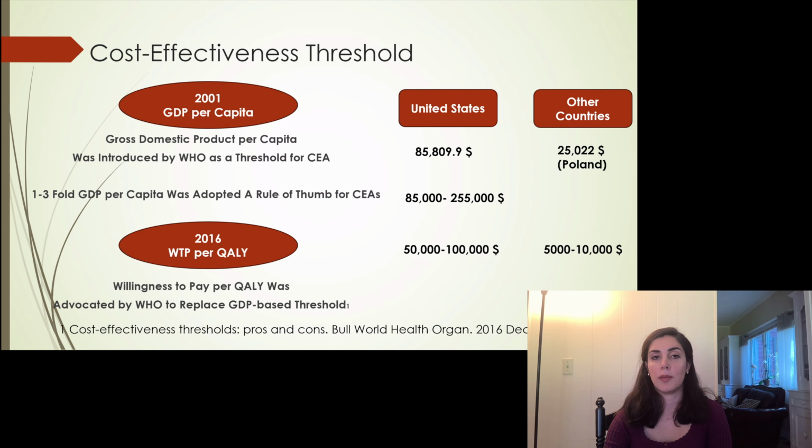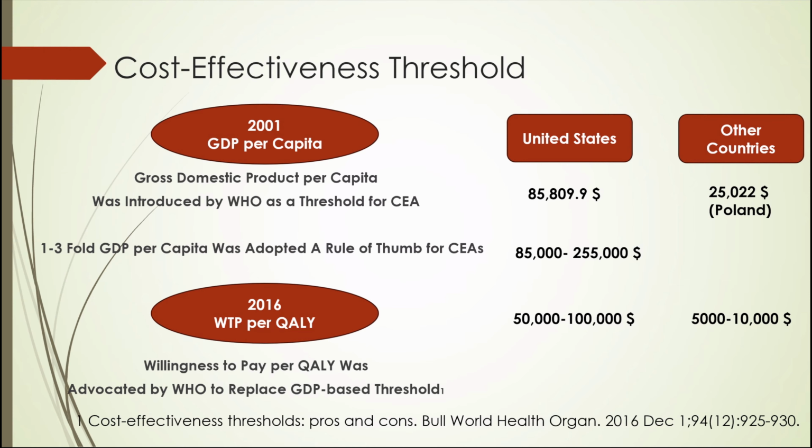I talked about the cost-effectiveness threshold, which is something we compare our interventions against. If the result of our CEA exceeds that threshold, it means that the intervention might not be cost effective. The first threshold for conducting a CEA was introduced by WHO in 2001. They decided to use gross domestic product per capita as a threshold for cost effectiveness.